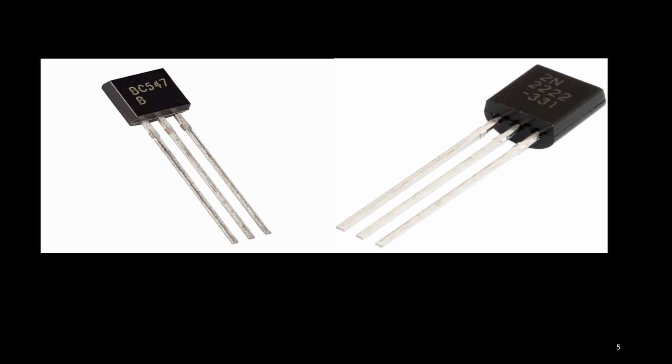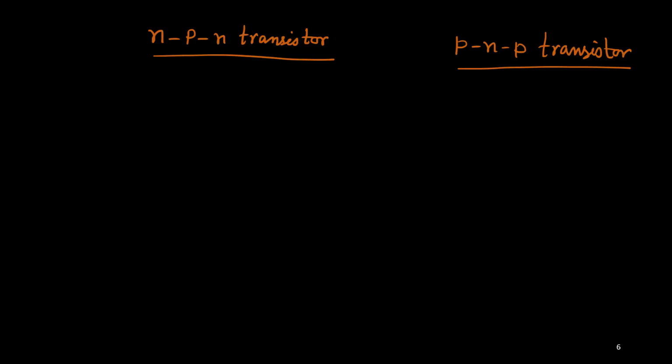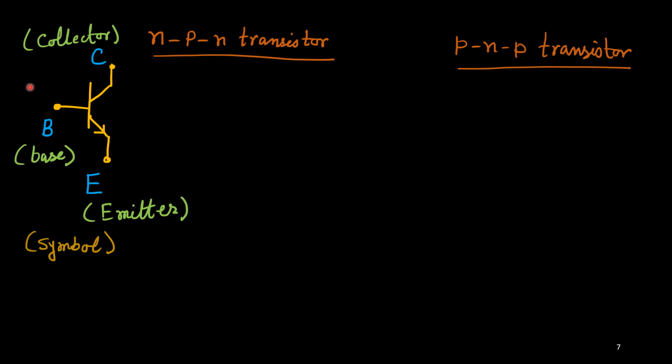This figure shows pictures of real transistors. You may notice that a BJT is a three-terminal semiconductor device. We'll have two types of transistors: one is the NPN transistor, another one is the PNP transistor. We'll use a particular symbol to represent these two transistors separately. We'll consider this symbol for the NPN transistor. It has three terminals. One is called the base, this one. This is our collector. This one is the emitter.